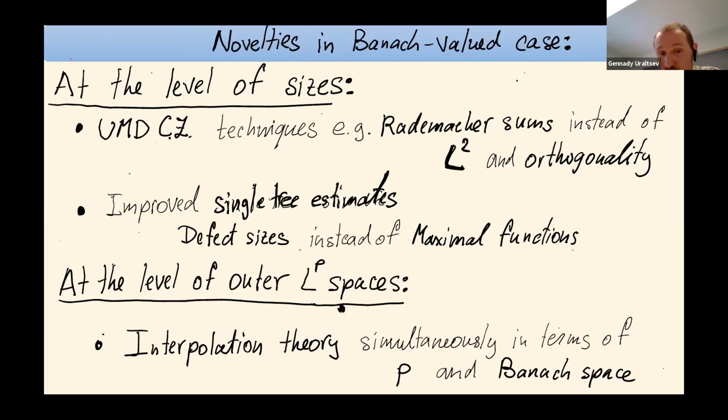Then, let me skip the second point for a moment. At the level of bookkeeping, we needed to introduce a good interpolation theory because, as you remember, our result is in terms of an interpolation scale. So we needed to introduce a better interpolation theory that allowed both varying the exponents p and varying the Banach space in which the function was valued. That was like the main difficulty that required a lot of new ideas.